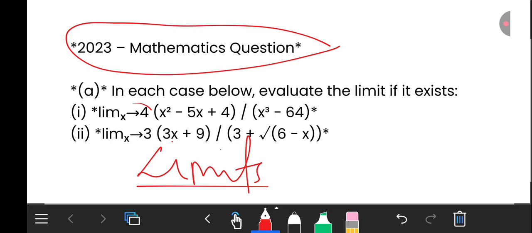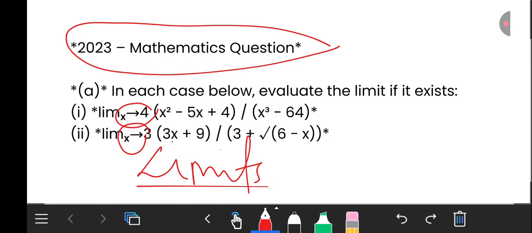Limit, so that should be a subscript rather, x as it approaches 4. Then this is the fraction divided by that, and also this limit, that should also be a subscript as x approaches 3, and this divided by that.